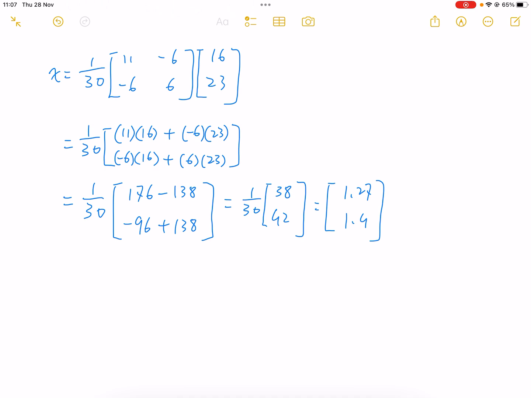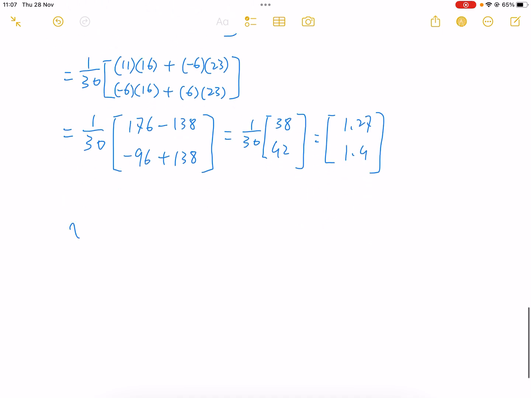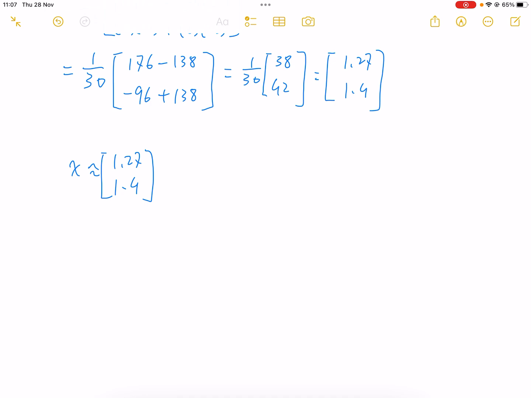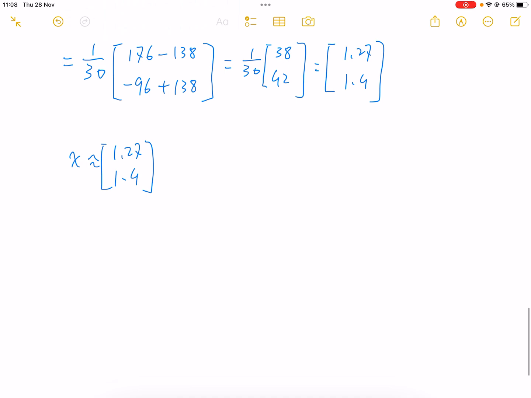So the least squares solution is approximately 1.27 and 1.4. This means the best values for x and y that minimize the error are x approximately equals 1.27 and y approximately 1.4. And that's it. We used the least squares method to solve an overdetermined system.